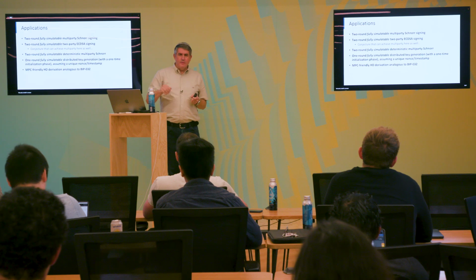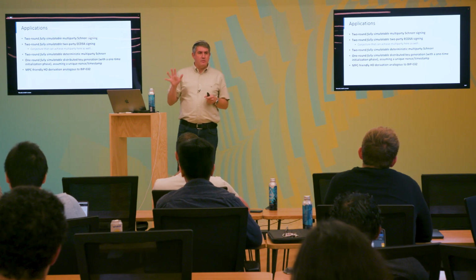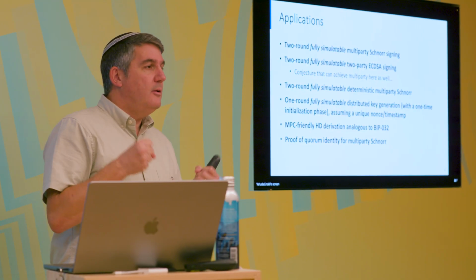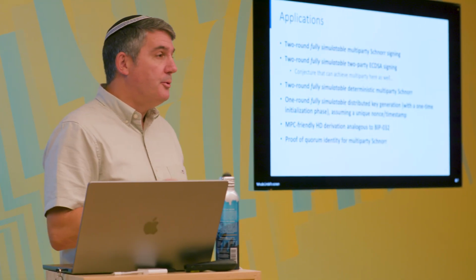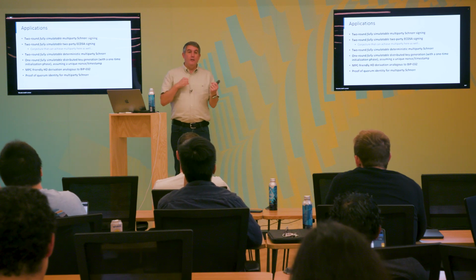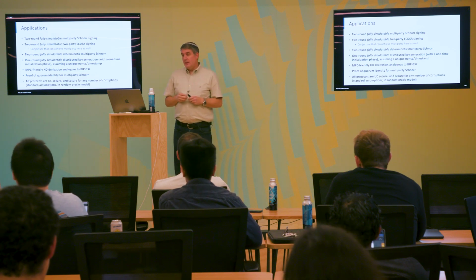And when I get to that later on in the talk, I'll explain why that's important, why it's not trivial. Something called a proof of quorum identity for multi-party Schnorr. After the protocol, the set of parties who have signed can come and prove that they are the ones that signed. Think about, for example, you're giving a reward to people who actually signed. They can come and claim that reward, and nobody else can cheat.